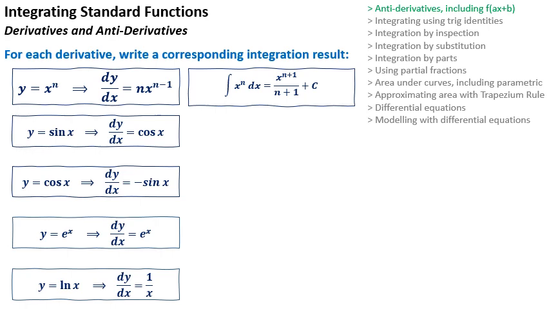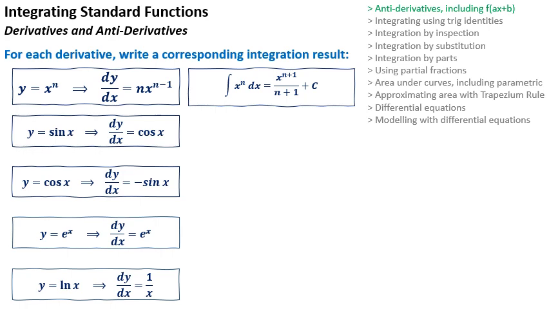Instead of bringing the power down in front and reducing the power by 1, we increase the power by 1 and divide by the new power. Don't forget the plus c, the constant of integration. Have a go at these next ones, and then when you think you've got the results, unpause the video and see if they match mine.